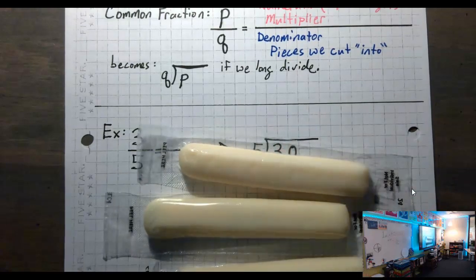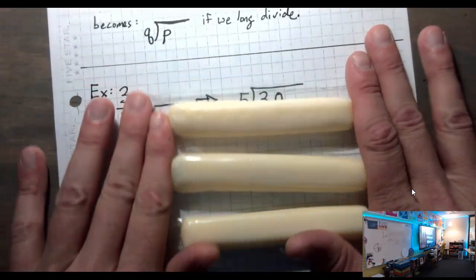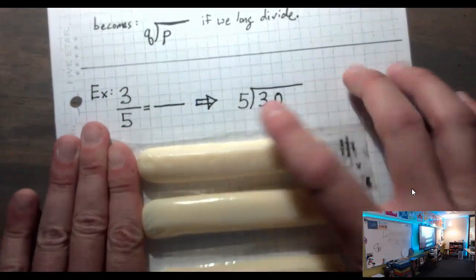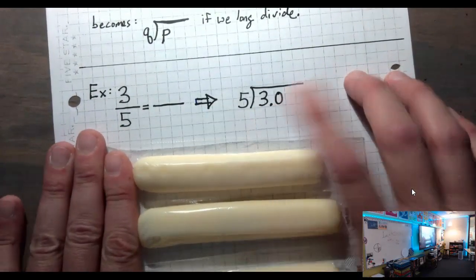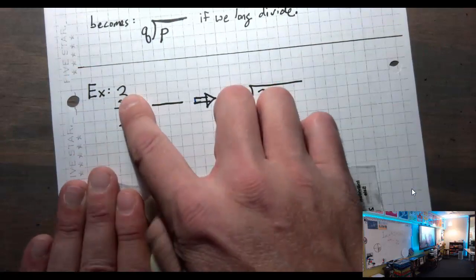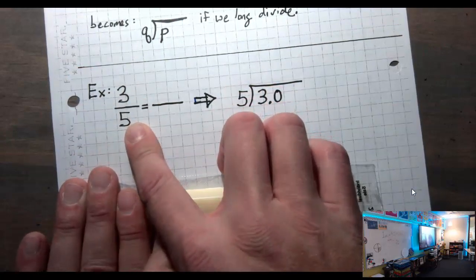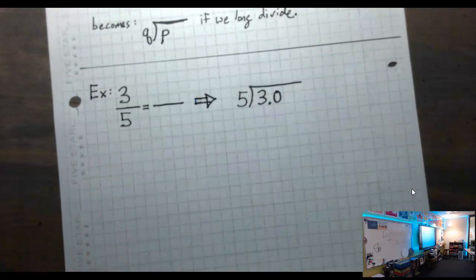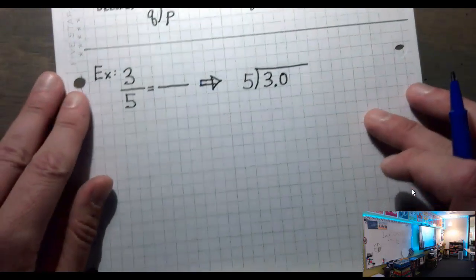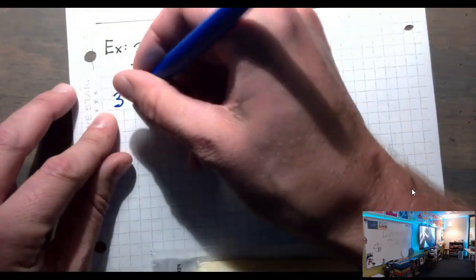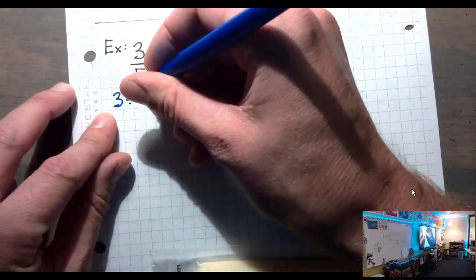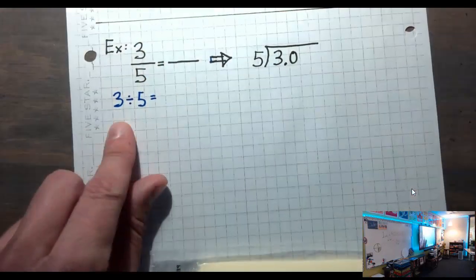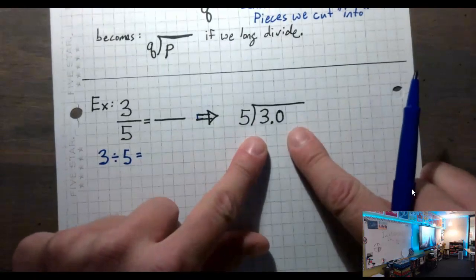So I got my 3. So if we're going to long divide, and if we're going to make sense of what happens in long division, 3 is what we start with, 5 is what we're dividing by. So guys, if we went to type this in a calculator, which you're not doing, it would be 3 divided by 5, right? That's what you would type in a calculator. But let's look at the long division.